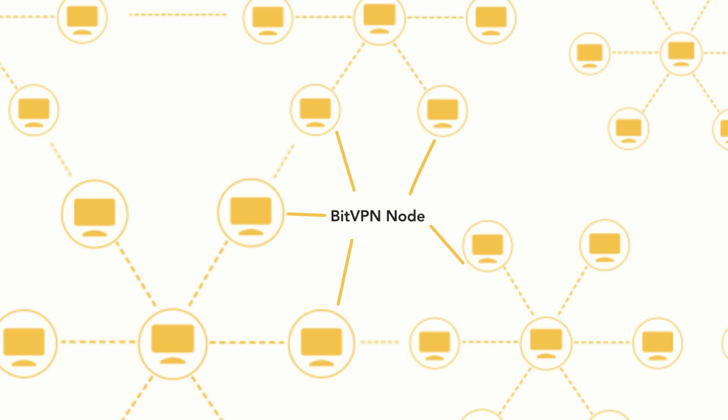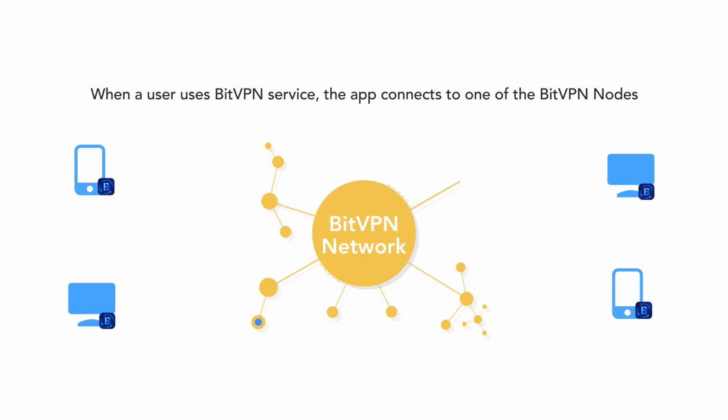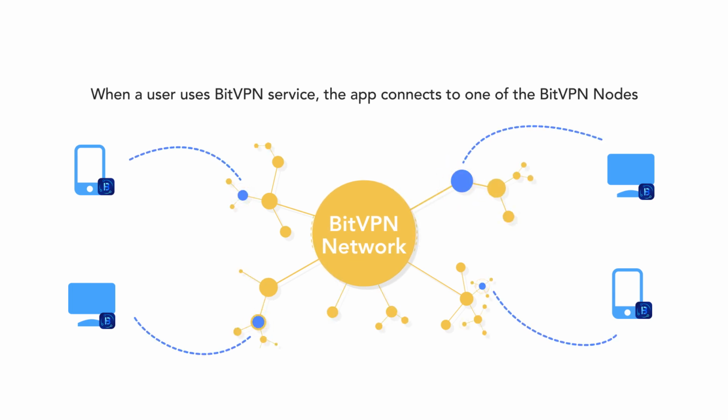The node will receive tokens based on the bandwidth it contributes. We call it Proof of Bandwidth, aka POB. When a user uses BitVPN service, the app connects to one of the BitVPN nodes on Top Network. Top Network will reward the node based on its bandwidth contribution.